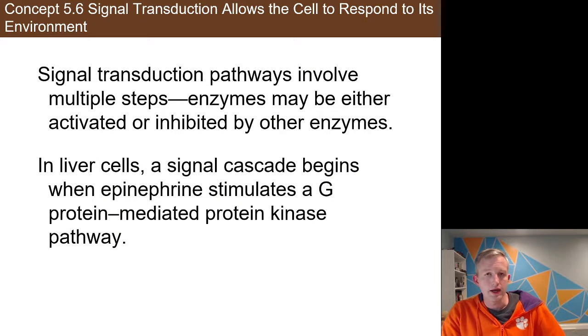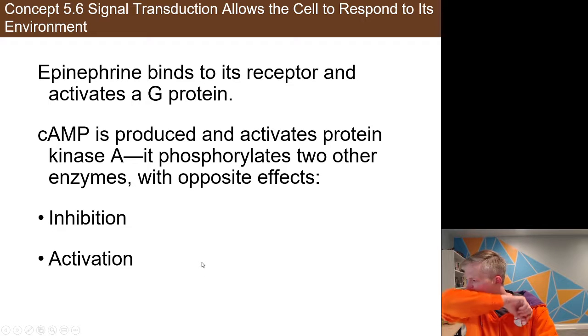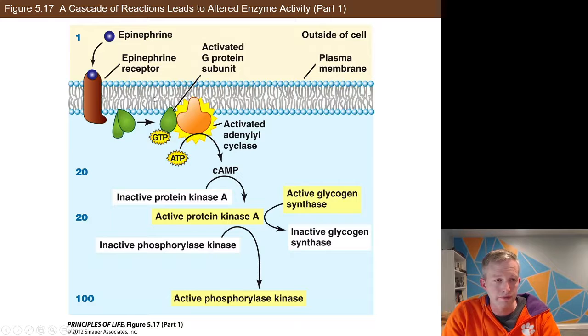So this all involves many steps, and we're going to walk through the liver cell example of epinephrine stimulating a G protein-mediated protein kinase pathway, which, what a mouthful that is. But basically what we're saying is that epinephrine binds to its receptor, activates a G protein, cyclic AMP gets produced, and then activates a whole bunch of other things, which can lead to both inhibition and activation. Excuse me. So, here it is.